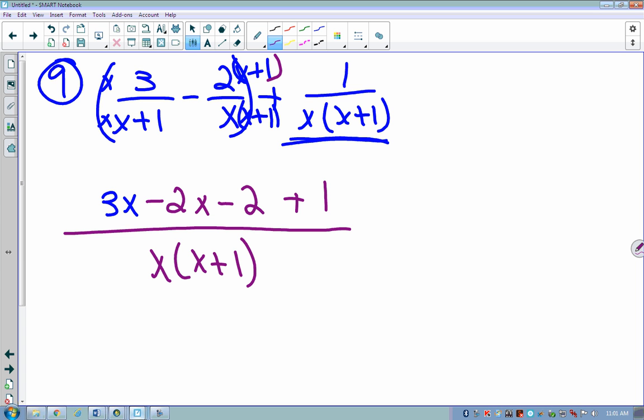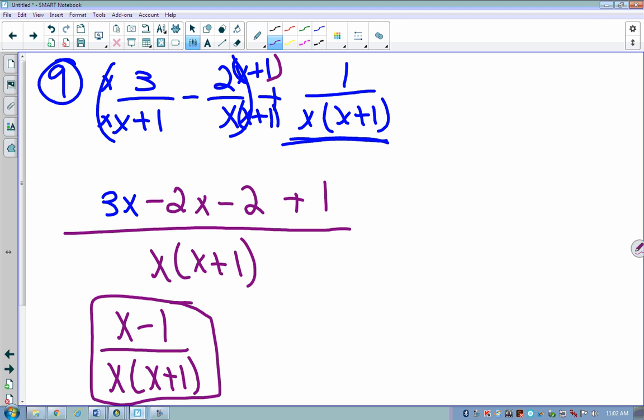Combine like terms. In combining like terms, I have 3x minus 2x, which is just x. Negative 2 plus 1 is minus 1. So x minus 1 over x times x plus 1. And let's see, I'm looking at my answers. That is it, my friends. That is it. Nothing else to do.